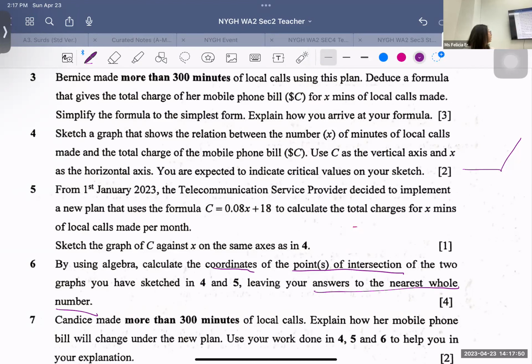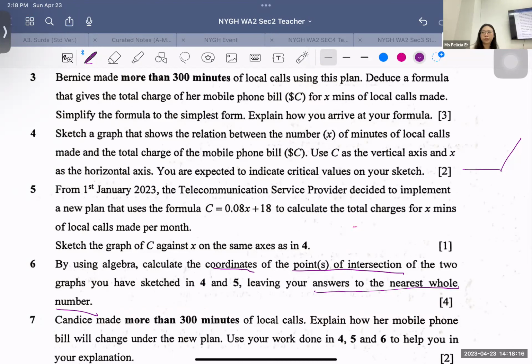The next thing is they put brackets, points of intersection. So in a way, they are telling you there could be one intersection, there can be more, up to you to see whether you can find out correctly or not. But in this case, we have found out that there's definitely two. And if you got your gradient wrong, if you drew your graph wrongly in part 5, you will only get one intersection. Okay?